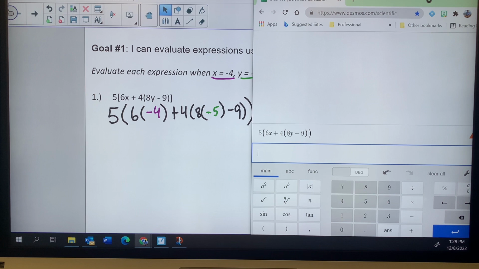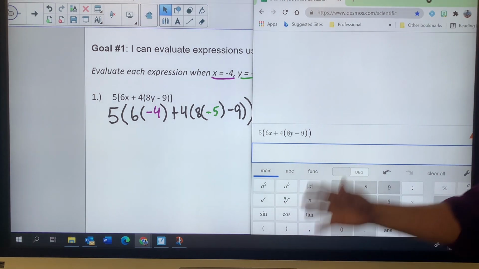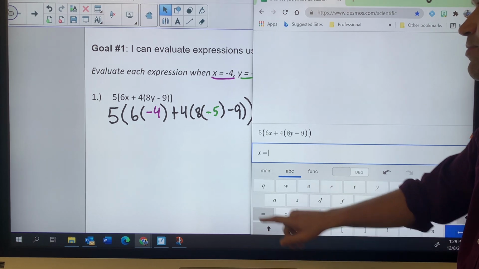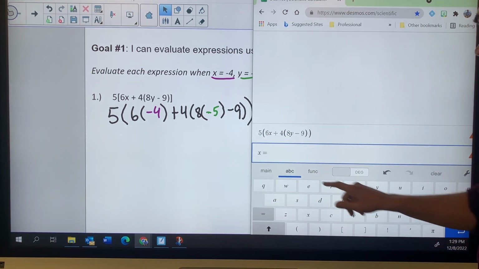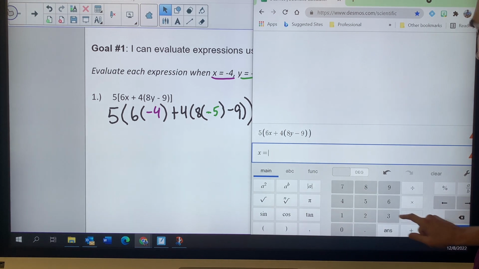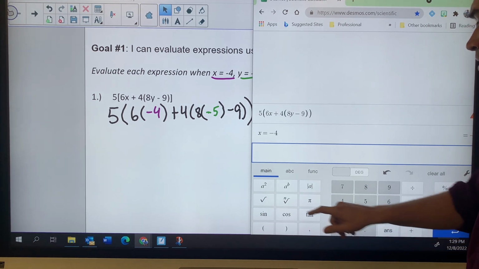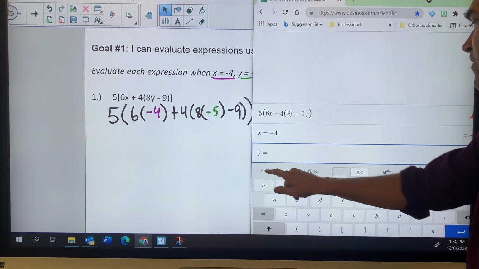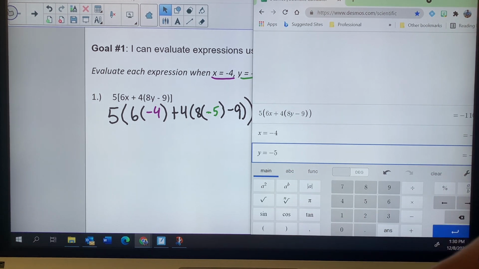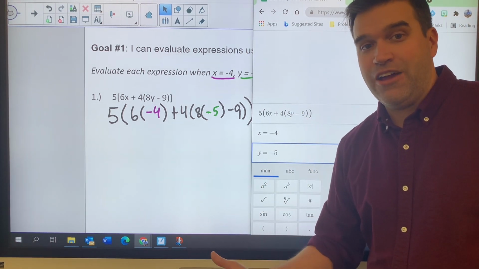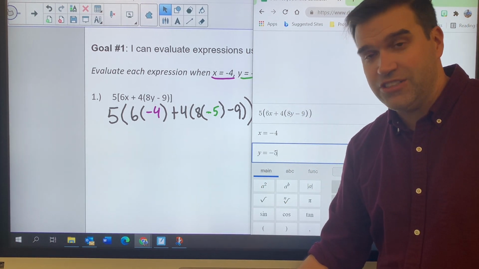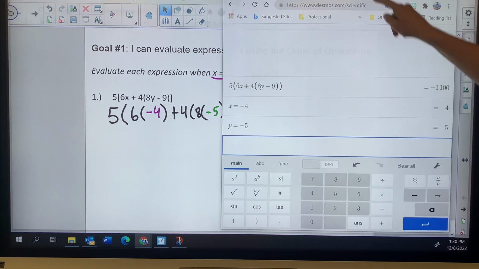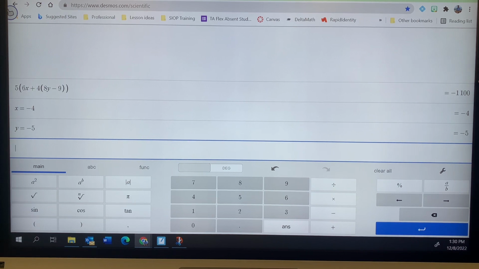If you hit enter, the calculator's not going to tell you the answer yet. Now you've got to tell the calculator, okay, what I really want is for x to equal -4 and y to equal -5. This is a calculator you're allowed to use on the test. This is a calculator you're allowed to use on the SOL. Learn how to use it. When I press enter, you can see it tells me my answer right up here.